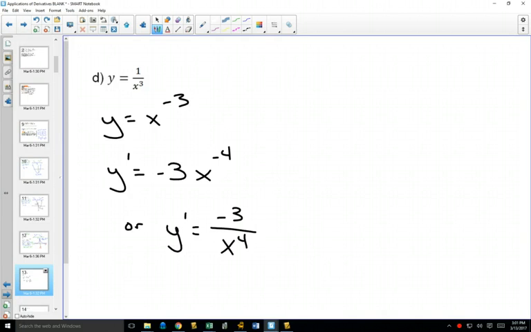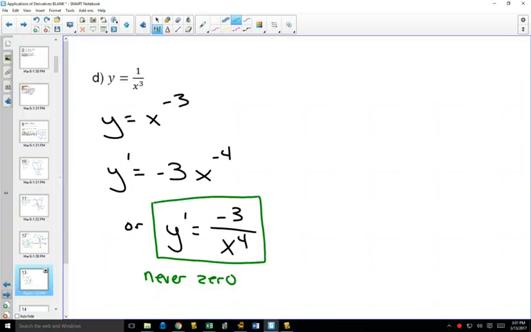Is this ever equal to 0? No. So once again, this is never 0 because in order for that to equal 0, we would have to have the numerator equal to 0. So it's never equal to 0. Are there any non-permissible values? In our original function, x can't equal 0. Similarly here, in our derivative, x can't equal 0.